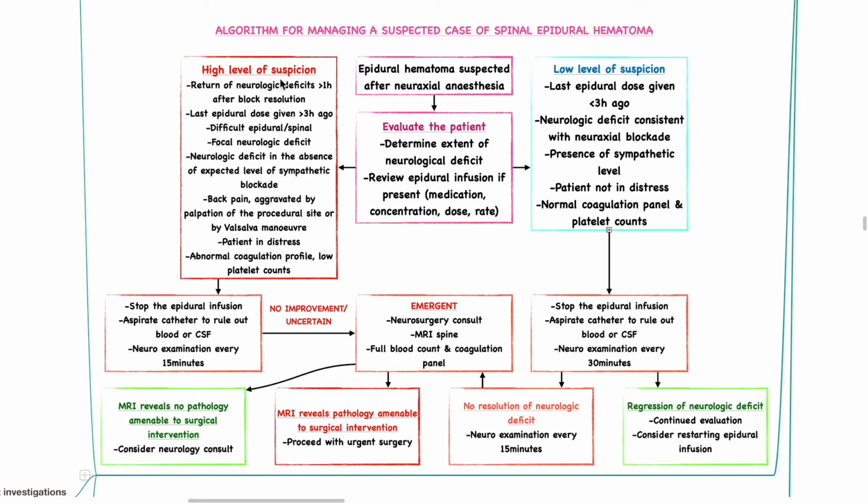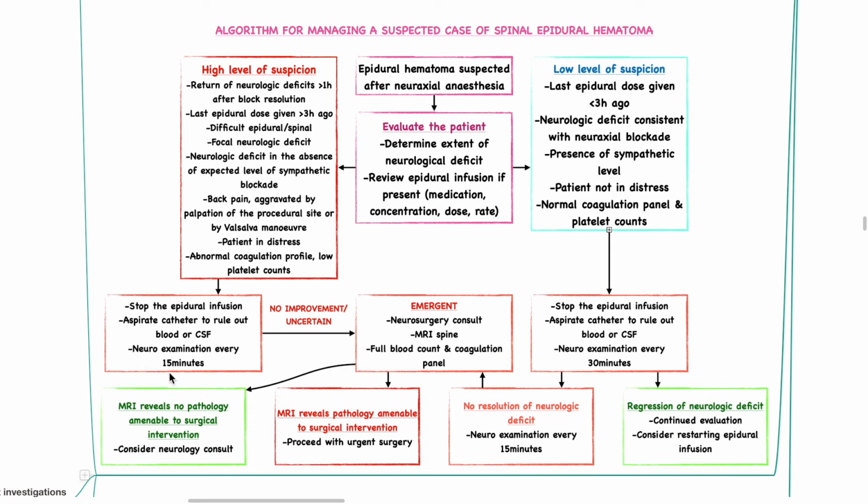Features of high level of suspicion include return of neurologic deficits more than 1 hour after block resolution, last epidural dose given more than 3 hours ago, difficult epidural or spinal, focal neurologic deficit in the absence of a sympathetic level, back pain aggravated by palpation of the procedural site or by Valsalva maneuver, patient in distress, abnormal coagulation profile, and low platelet counts. If there is high level of suspicion, stop the epidural infusion, aspirate the epidural catheter to rule out blood or CSF, and examine neurology every 15 minutes.